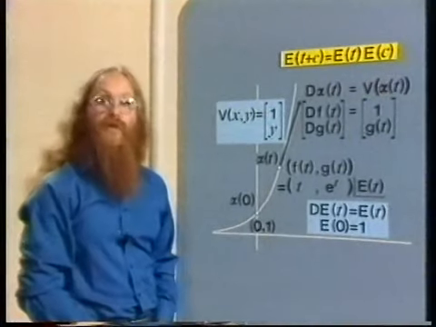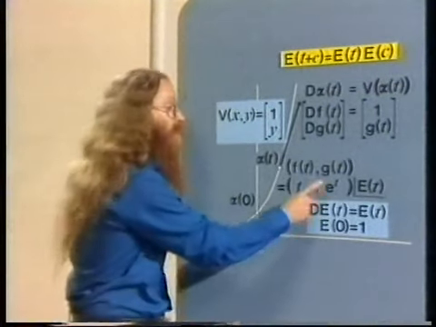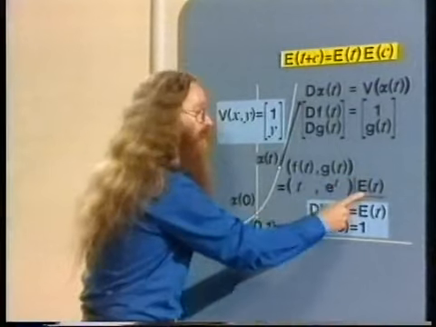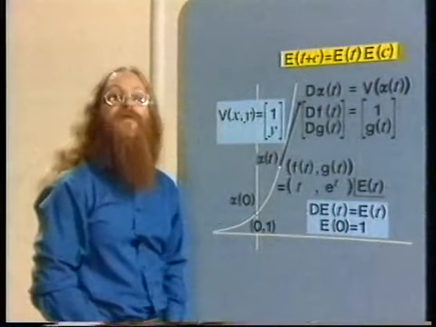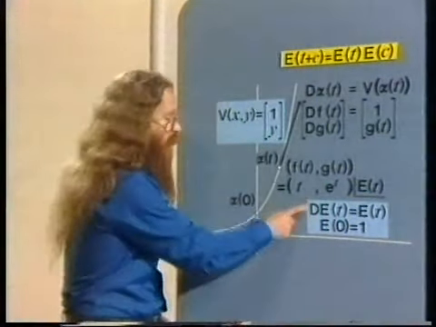So what we've eventually done is we've defined e to the power t properly in terms of capital E, where capital E is the unique function satisfying these conditions.